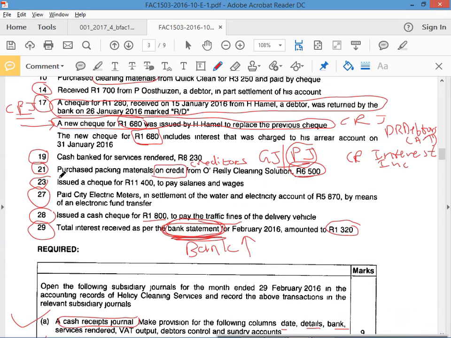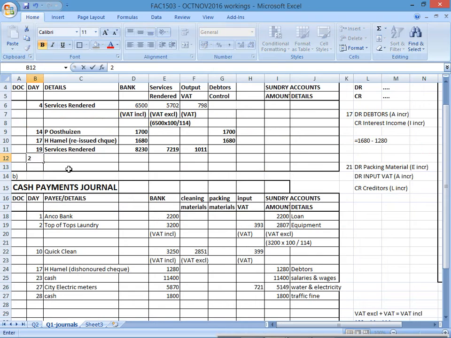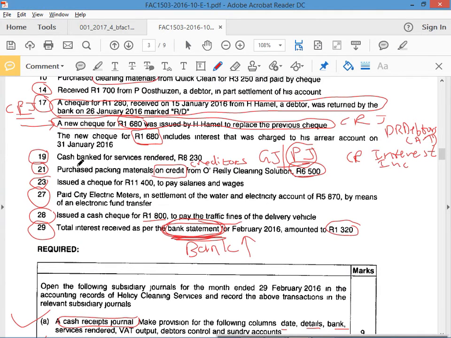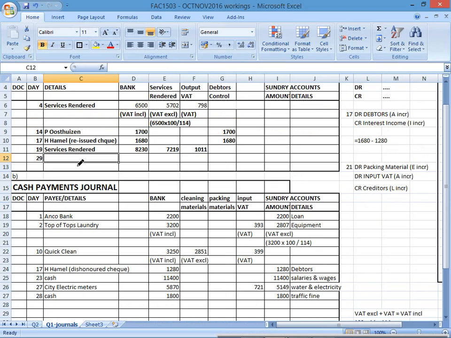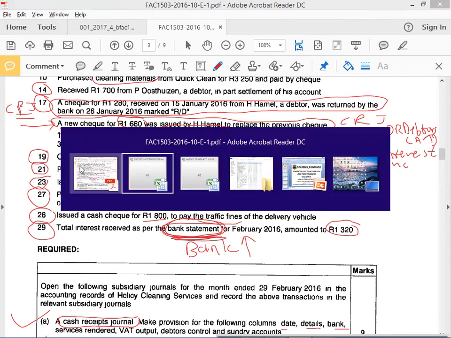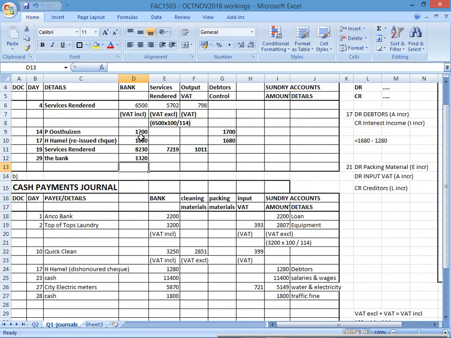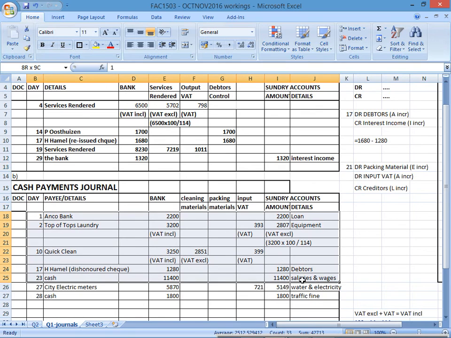Cash receipts journal. Day 29. What bank? They don't tell you. The bank. How much did I receive? 1320. Do I have a column for interest? No, I don't. Interest income. Makes sense. Got that. Not too bad, right?